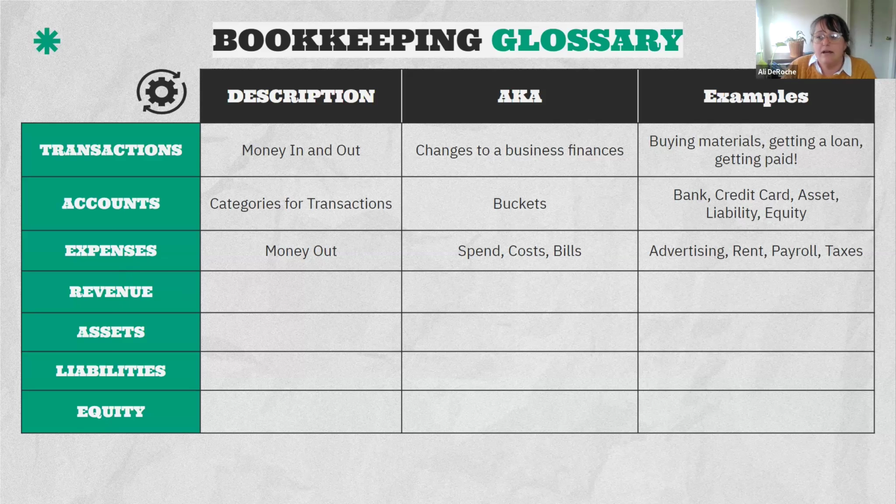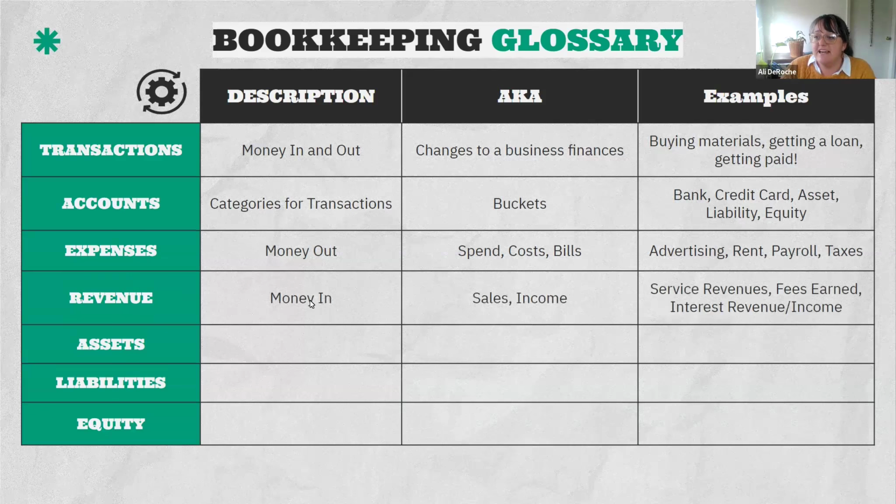For revenue, obviously, the other side of that is going to be your money in. So you've got your sales and your income. This could be service revenue. This could be fees, interest revenue, income. So you're selling a product or a service. This is how you're going to get that money in.